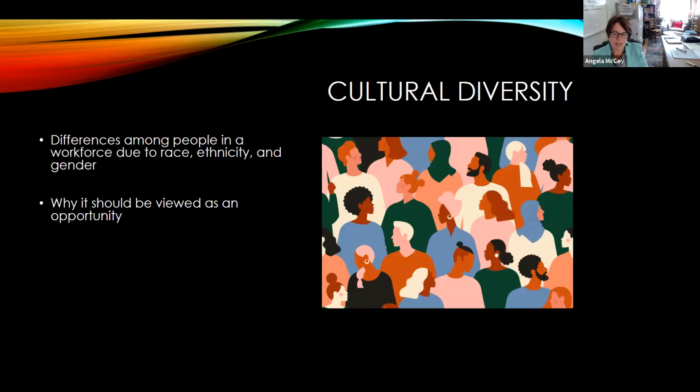Cultural diversity in human resources. A large number of women, minorities, and immigrants have entered the U.S. workforce in recent decades. It is estimated that women make up about 47% of the U.S. workforce. African Americans and Hispanics each make up about 12 and 17% of U.S. workers, respectively. Cultural or workplace diversity refers to the differences among people in a workforce that are due to race, ethnicity, and gender.